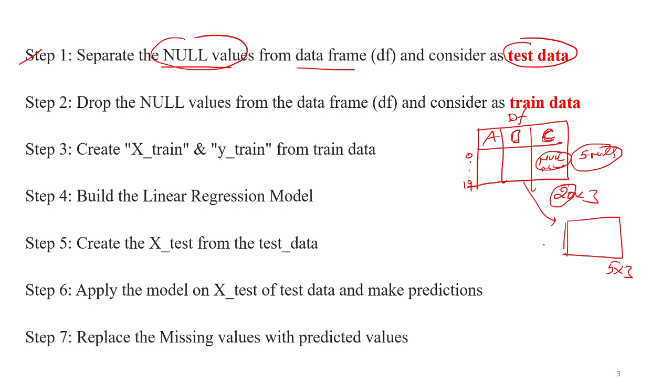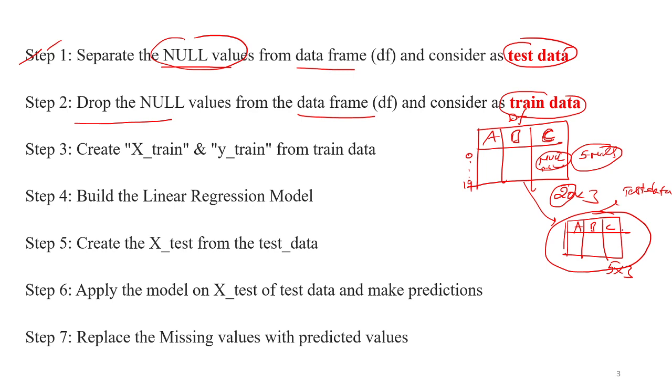Second step: drop the null values from the data frame and consider it as the train data. In step 1, separate the null values from the data frame and consider them as the test data. This data set has the same columns A, B, C. This data frame can be considered as the test data.